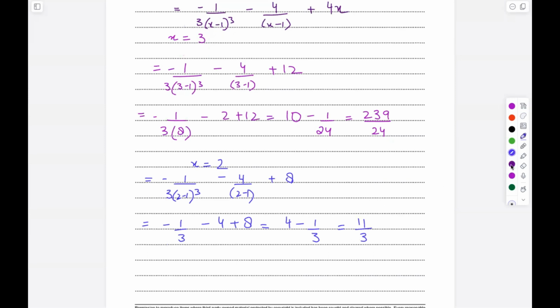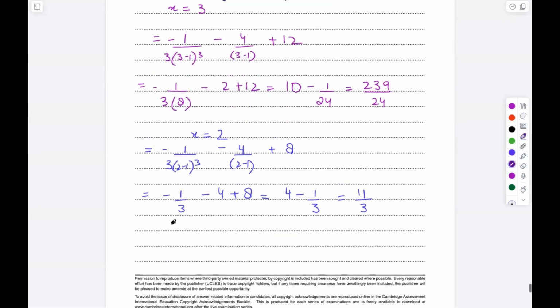So once we have these two values for the upper and the lower limit, to find the volume of the shaded region, we'll subtract these two values. So that will become 239 upon 24 minus 11 upon 3. If we substitute this in the calculator, this is 239 upon 24 minus 11 over 3, which equals 151 over 24.